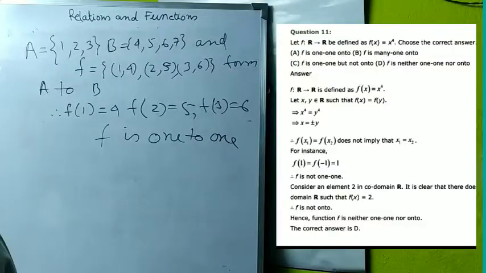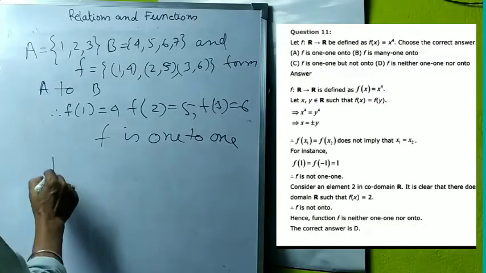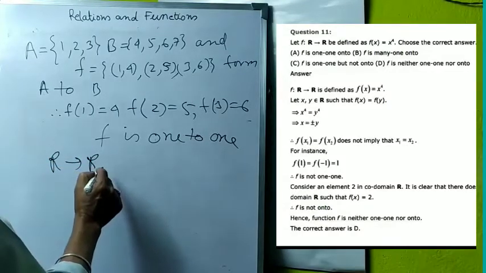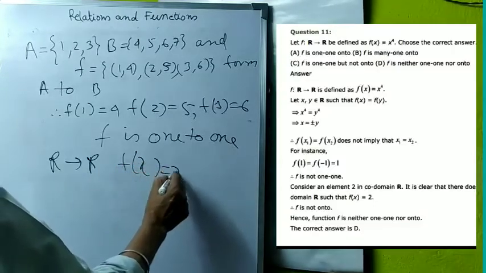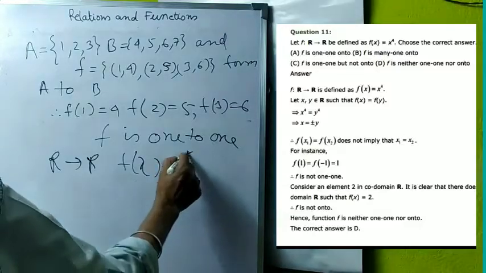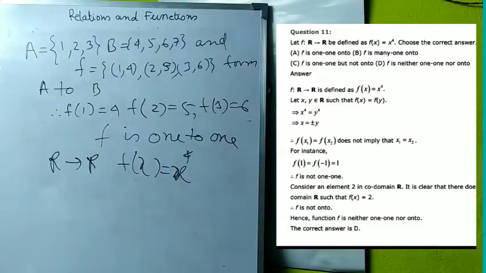And another, suppose the function is f from R to R where f(x) equals x to the power 4. Now, we have to decide whether the function given in the question is 1 to 1, many to 1, or 1 to 1 onto, or into. Regarding this, which type of function is this?